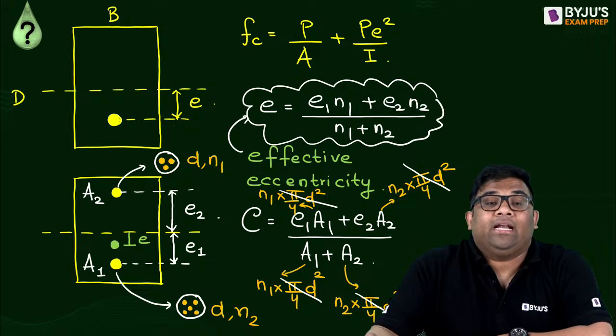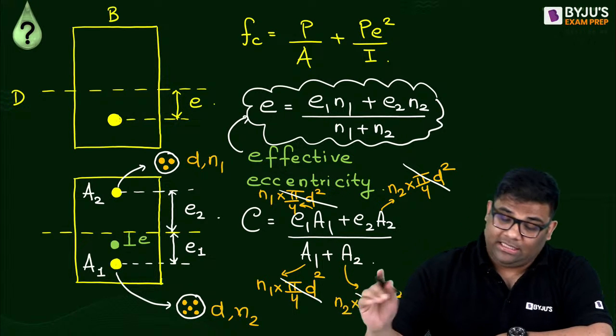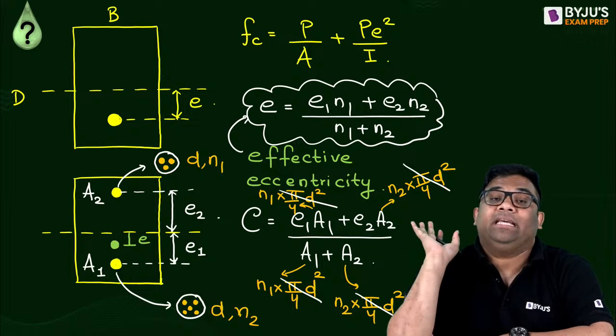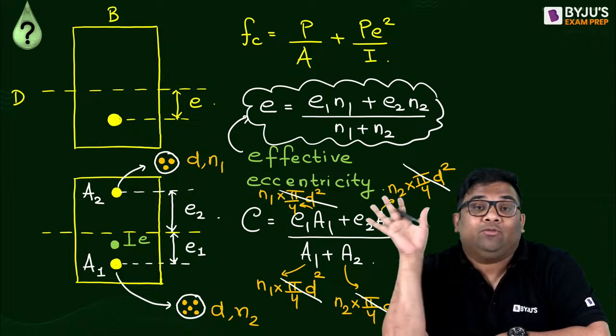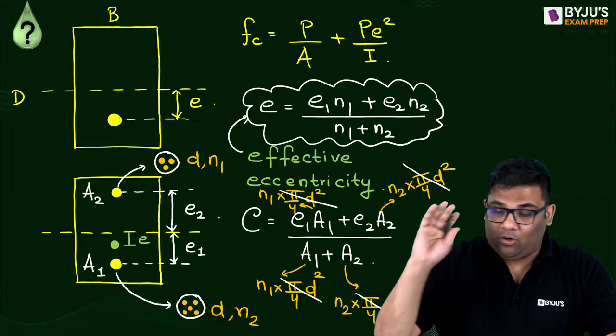E1N1 plus E2N2 by N1 plus N2. Easy. Because the diameter is the same, the diameter of wires inside the tendon will be the same, just the number of wires will be different. That's it. So in this case we got this.